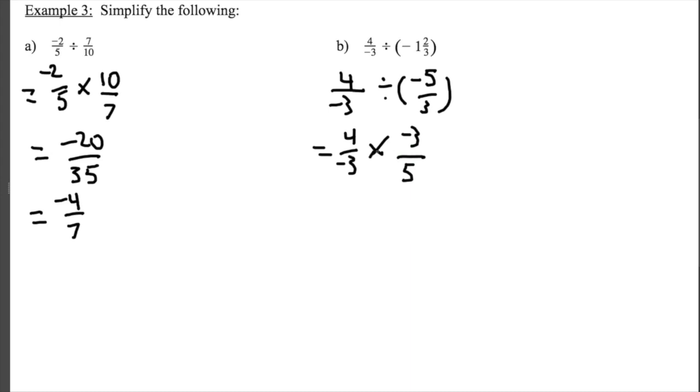Now we have two negative numbers multiplied by each other, which will give you a positive number, so that should be 12 over 15. And we can reduce this if you divide by 3. 12 divided by 3 is 4. 15 divided by 3 is 5. And we can reduce it to 4 over 5.